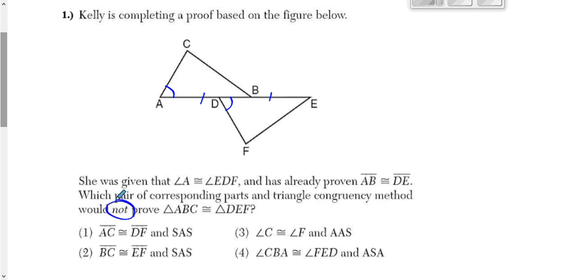So I'll do that. Let's say AC to DF. So if we do that, would that get them congruent, not congruent with side angle side? Well, that is side angle side, right? Okay. So it violates the not part. So that is definitely side angle side.